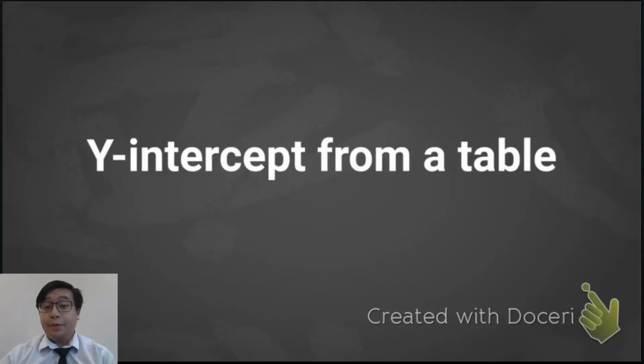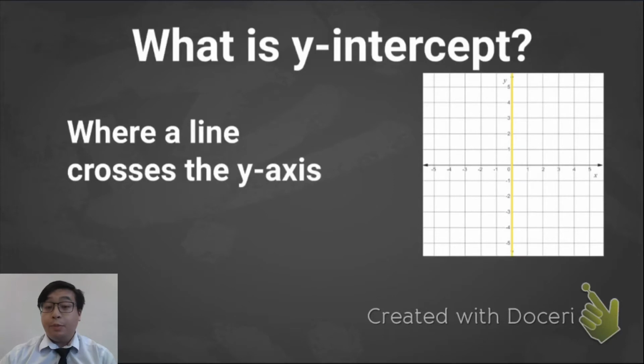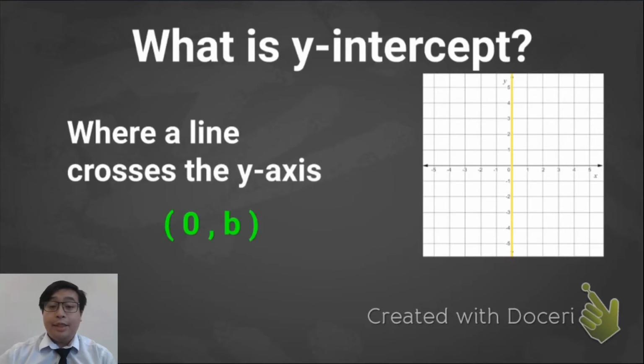In this video, we're going to figure out how to find the y-intercept from a table. So we know that the y-intercept is going to be the point where the line crosses the y-axis. We also know that every y-intercept can be written in the form (0, b). And the reason for that is the y-intercept is located right in the center. And so any point that crosses the y-axis has to have an x value that's equal to 0.